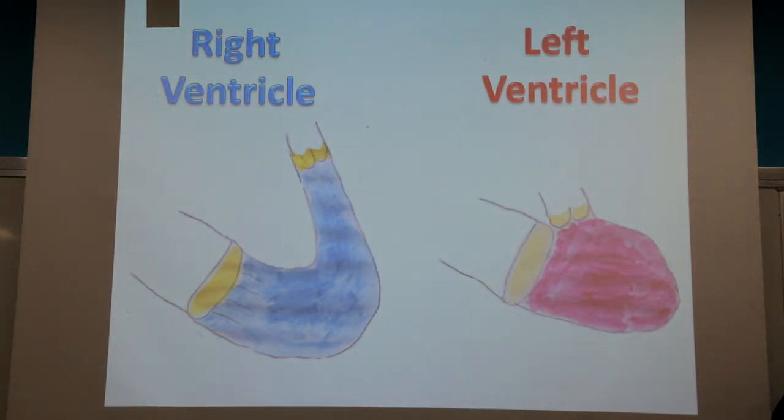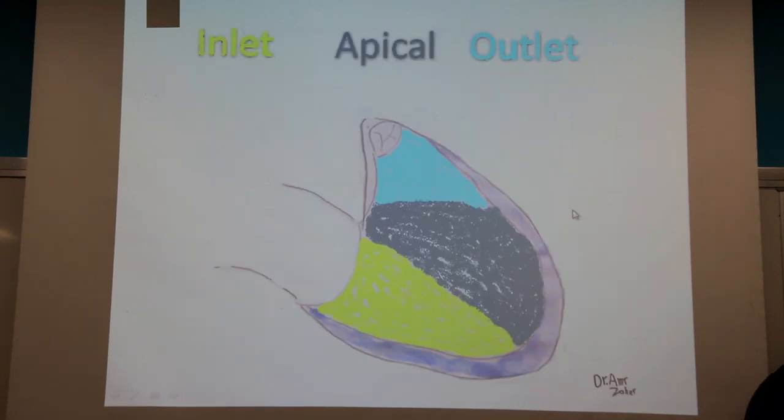Here is the shape of the right ventricle, and here is the shape of the left ventricle. As you can see, in the right ventricle the inlet valve is away from the outlet valve, while in the left the inlet valve is in intimate relation with the outlet valve, I mean the mitral and the aortic. The right ventricle is composed of 3 parts: inlet, apical, outlet. Here is the pulmonary valve, and here the inlet part, apical, outlet.